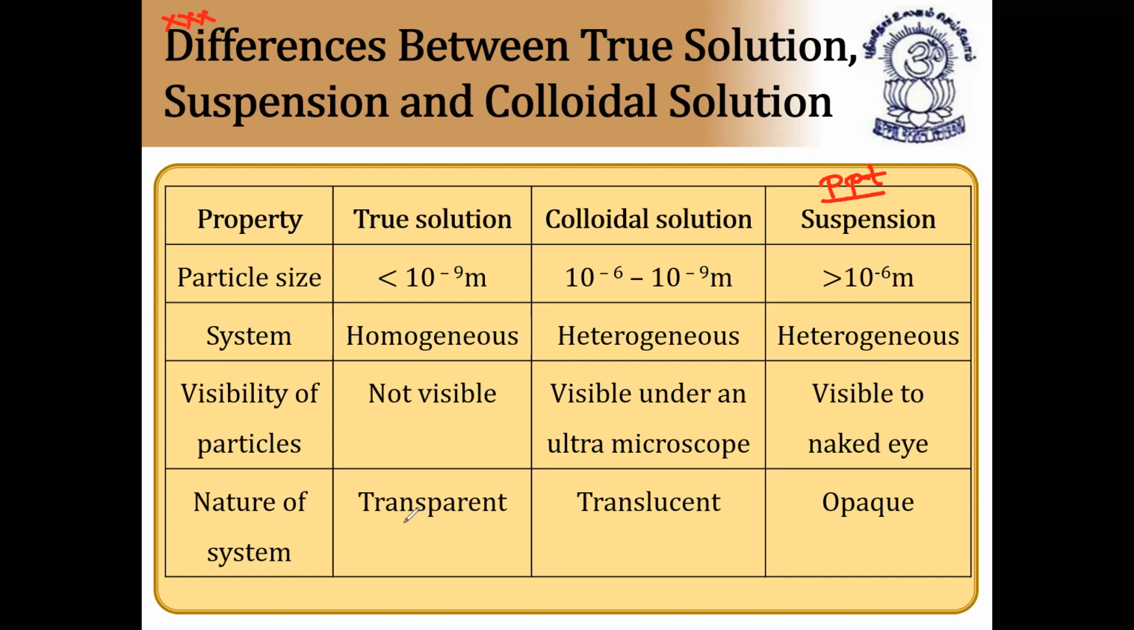Nature of system: transparent, translucent, and opaque. What is translucent? Translucent means it has optical activity. That's why the colloidal solution is translucent. I hope it is clear. So colloidal solutions will have optical properties, and the particles can be visible only under an ultramicroscope.